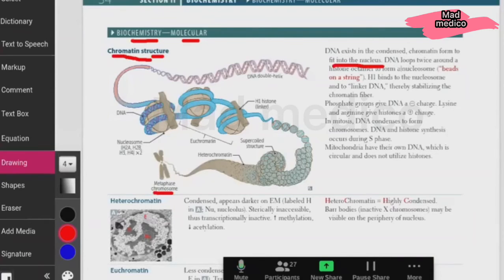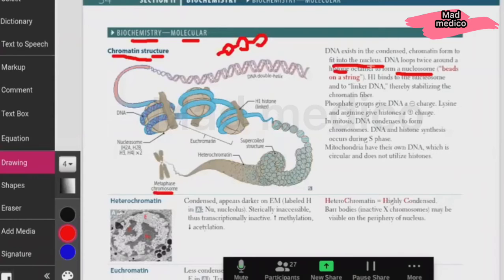The DNA, as you can see over here, loops twice around a histone. Histone is nothing but a protein. So the DNA is condensing. After it condenses, it loops twice around the histone, and after it loops around the histone, it forms what we call a nucleosome. Nucleosomes are these structures over here, with this beads-on-a-string appearance, with each histone containing two loops of the DNA.